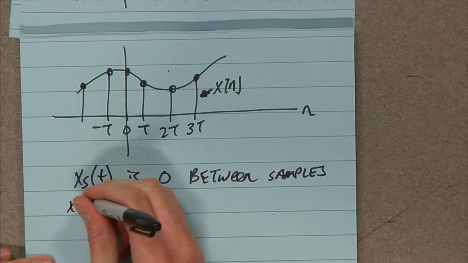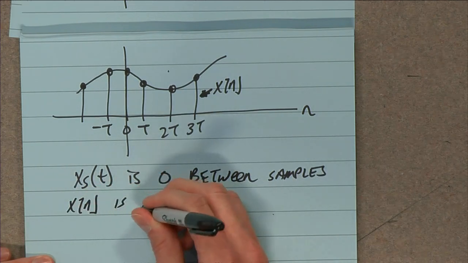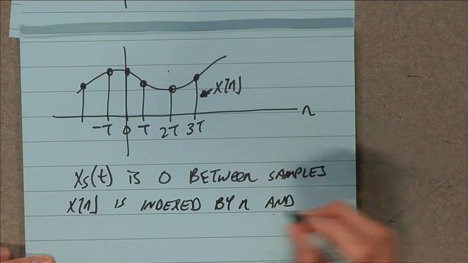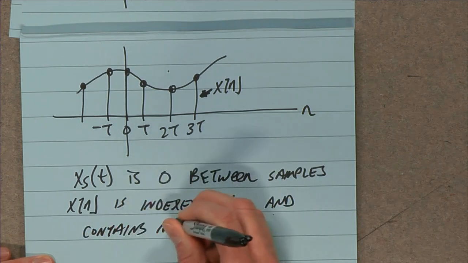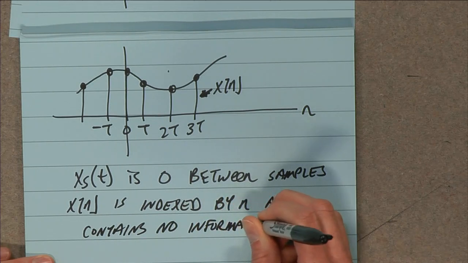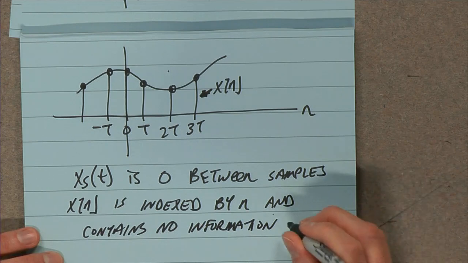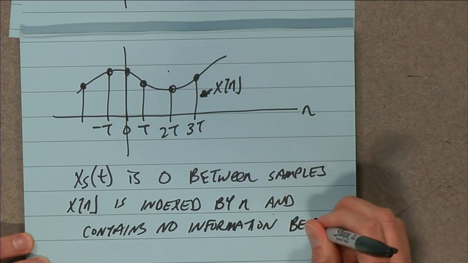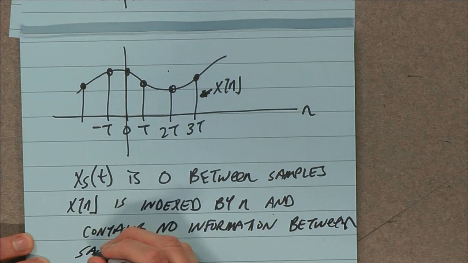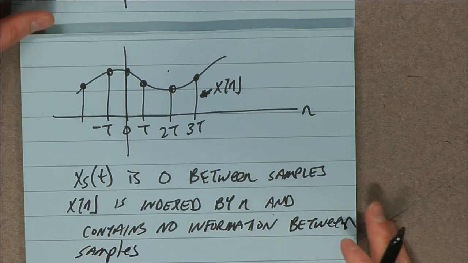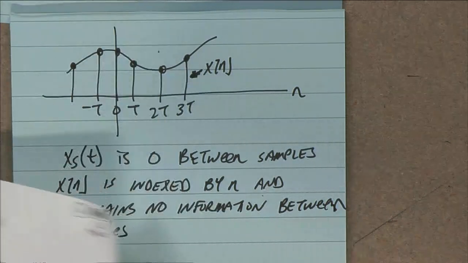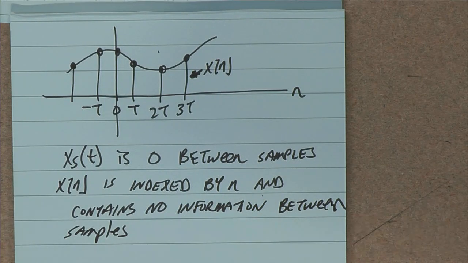But what about x of n? x of n is indexed by n and contains no information for the data between n in general. So that's between samples. So these are two very different functions that we're dealing with, at least in the theoretical setup of what we're going to be analyzing.